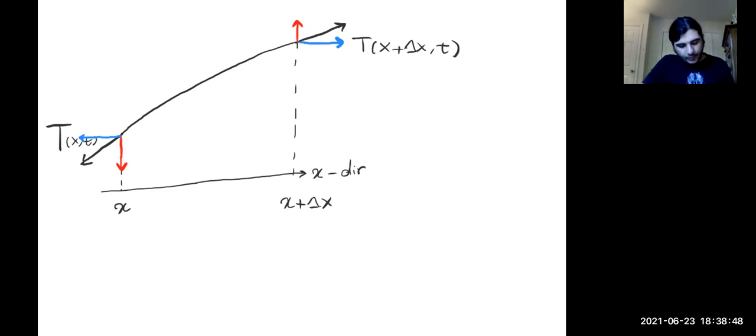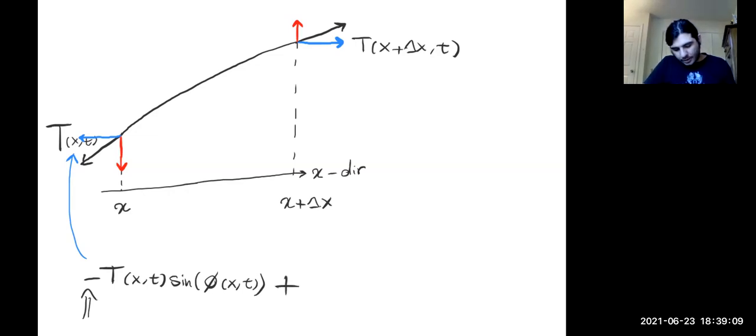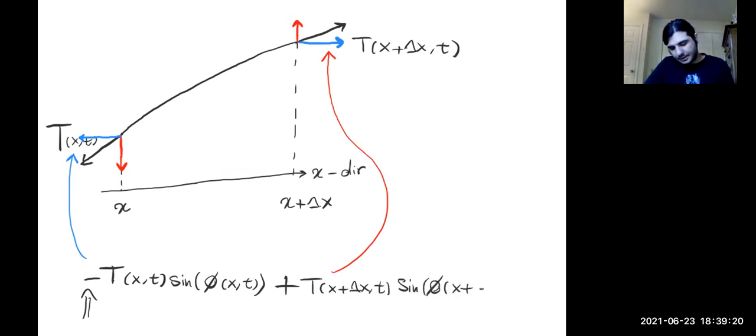Great. So this blue vector here, its size is equal to minus T of x and t times sine of phi of x and t, considering this negative because it goes to the left, plus this other one here, which is equal to T of x plus delta x and t times sine of phi of x plus delta x and t. Okay, that's the total force coming from string tension in the vertical direction.